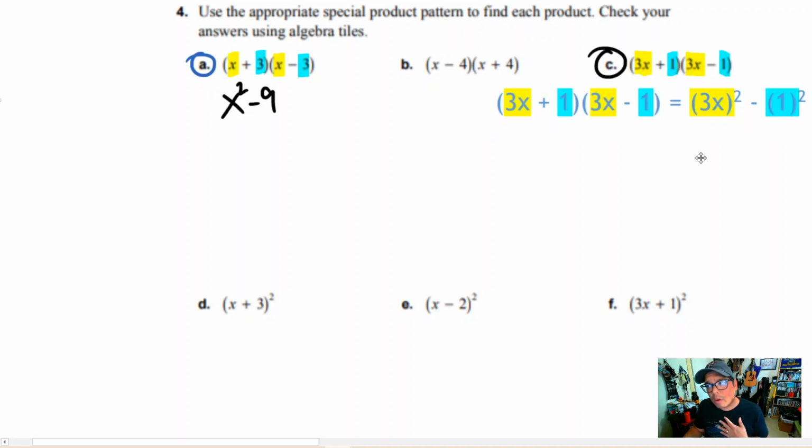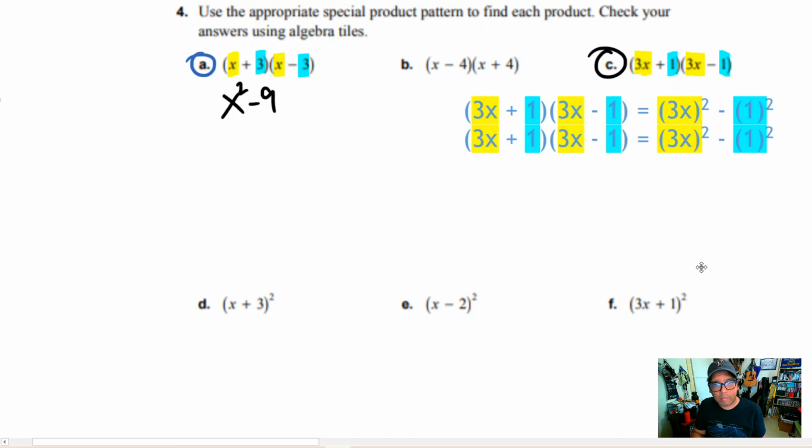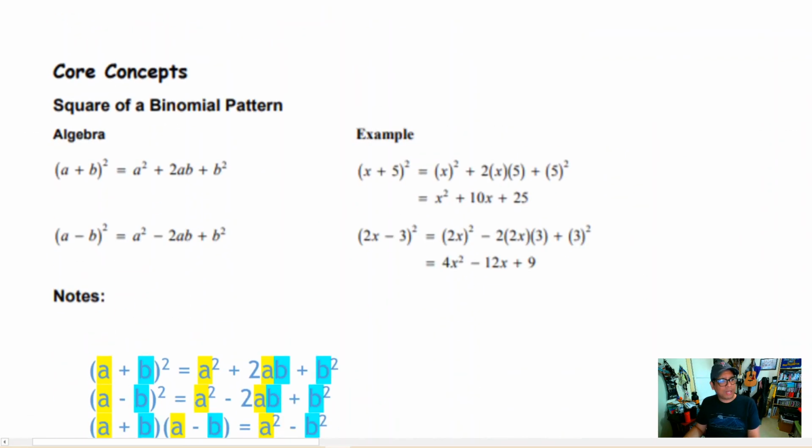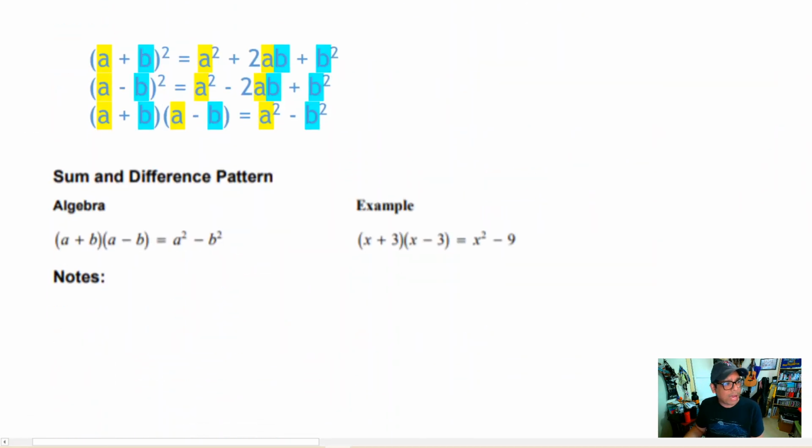I probably want to simplify that. Why don't we simplify that? The quantity of 3x squared is 9x squared, and then 1 squared is just 1. So look at that. Pretty good. That takes care of our sum and difference notes. Here you can see the pattern, sum and difference. I kind of like the way I did it myself a little bit better.